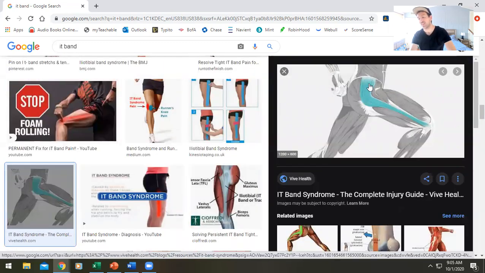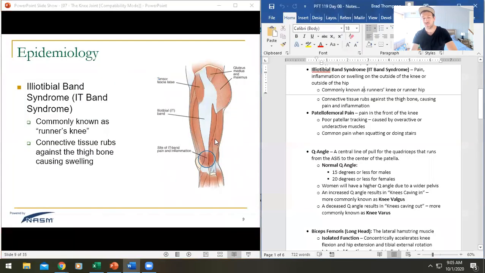Look at this. You can see here's the TFL fibers and there's the IT band fibers. And you can't really see it here, but your gluteus minimus fibers are also going to run down back there as well. So IT band syndrome is very, very common because this fascia will get really tight, and you're going to get either runner's knee or runner's hip. Both of them are really common.